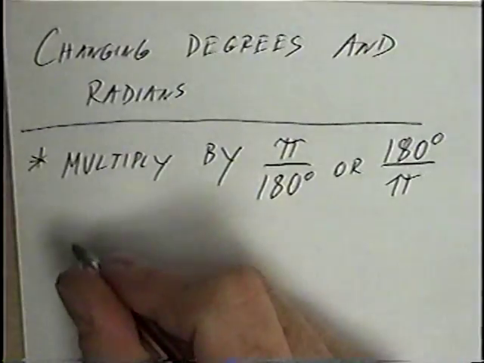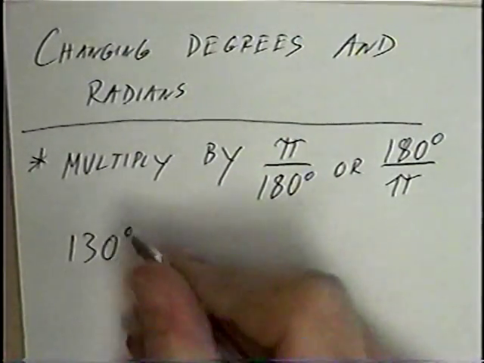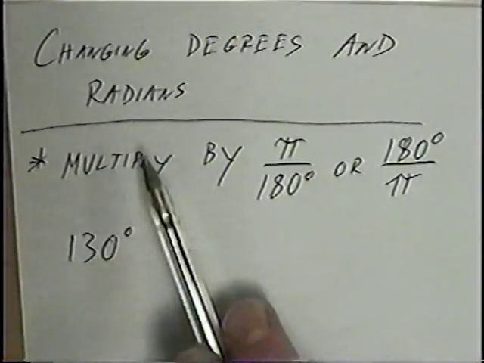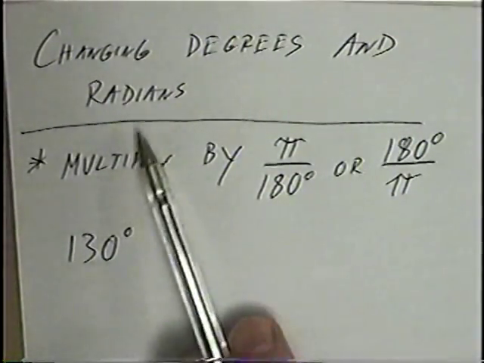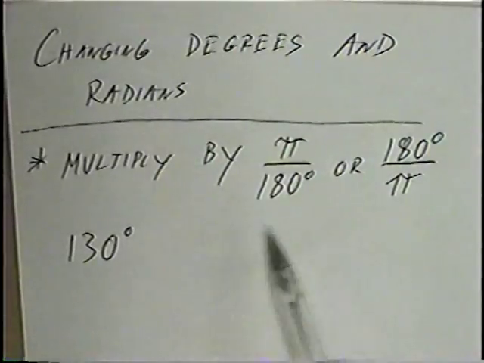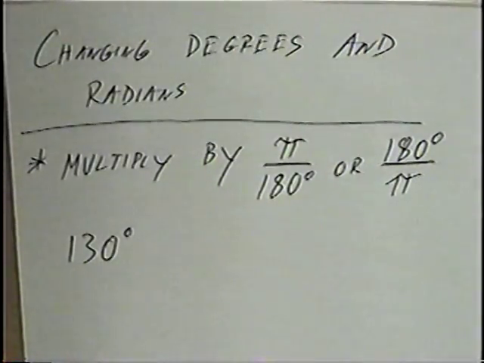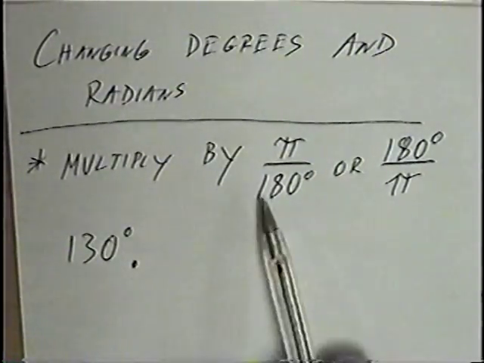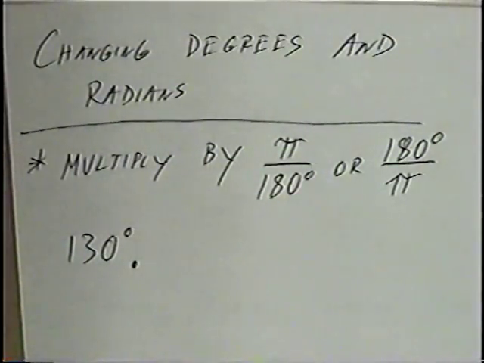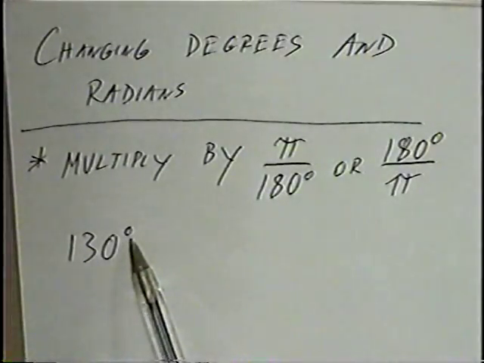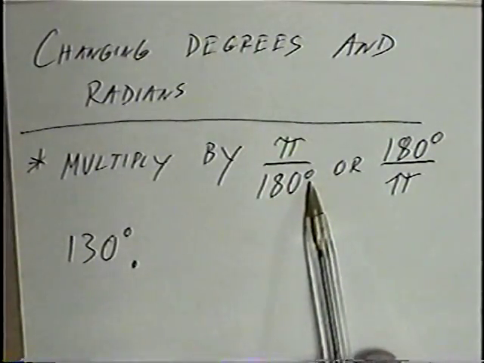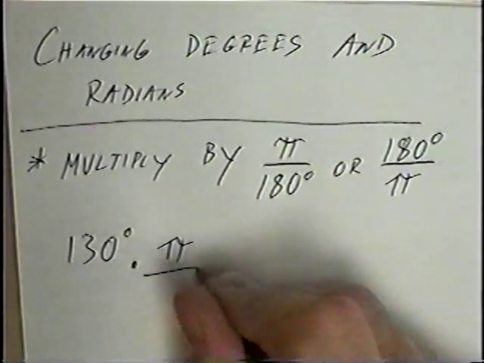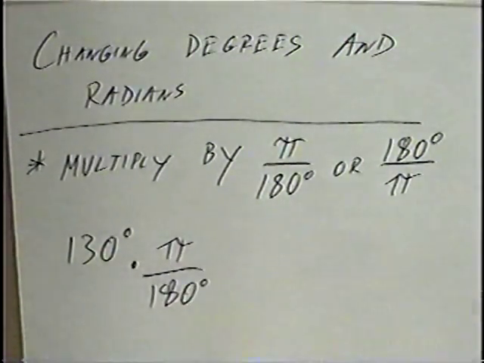First question we'll look at is 130 degrees. We'll take the degree measurement and we'll change that into radians. Instead of a degree symbol, radians will be left with a pi symbol. To change degrees into radians, we'll multiply by either fraction. If we start with degrees, we want to use the fraction with the degrees in the denominator. So we'll multiply by pi over 180 degrees.